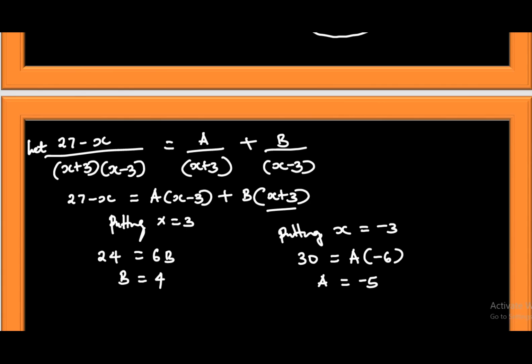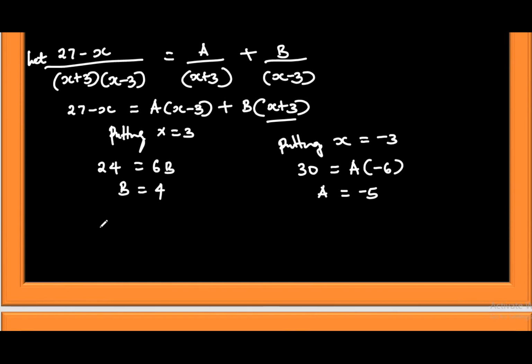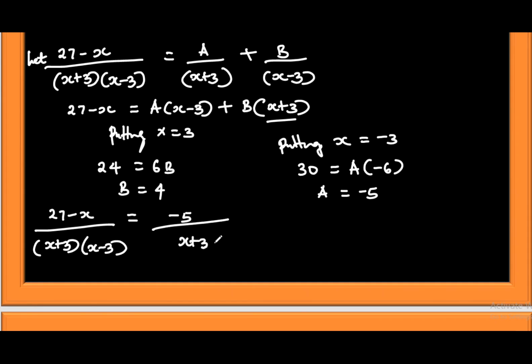From there, we can clearly see that now our 27 minus x divided by x plus 3 into brackets x minus 3 is actually equal to a, which is negative 5 divided by x plus 3, and then plus b, which is 4 divided by x minus 3. So we have expressed this as a partial fraction now.